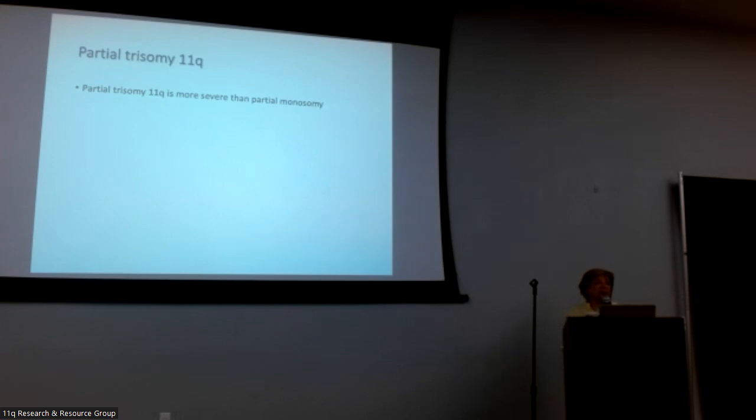Unlike most chromosomal disorders, partial trisomy 11q is more severe than monosomy. Usually, the loss of a chromosome or a piece of chromosome is more severe than a gain of a chromosome. In fact, you know trisomy 21, you don't know monosomy 21. You know trisomy 18, you don't know monosomy 18, it doesn't exist. While with 11q, trisomy is more severe than monosomy.